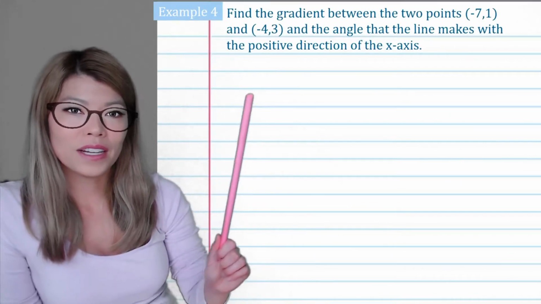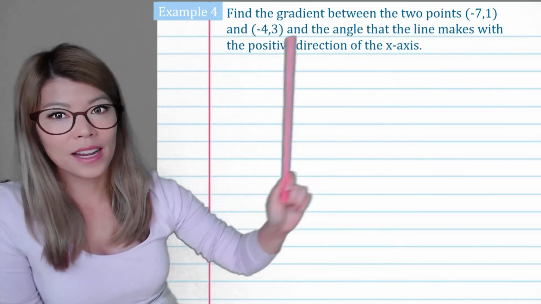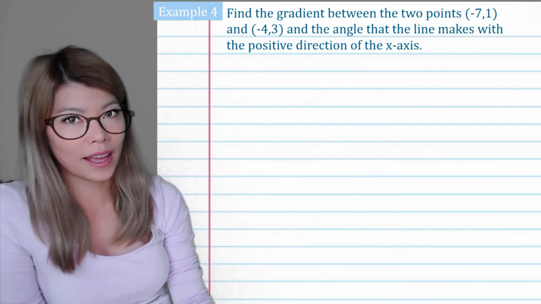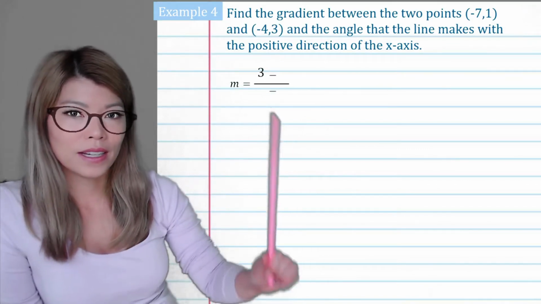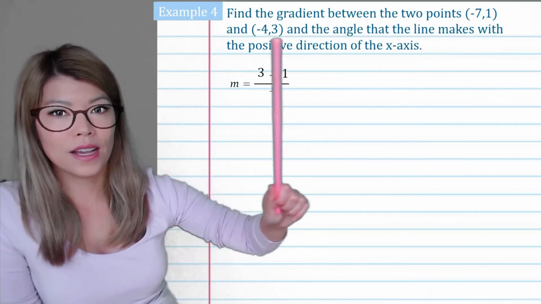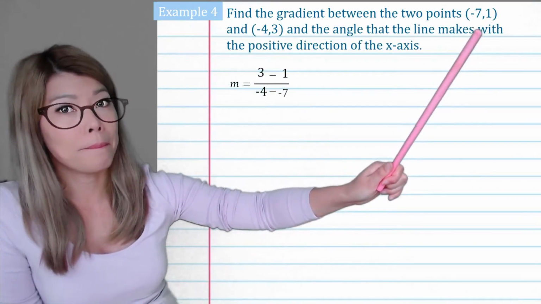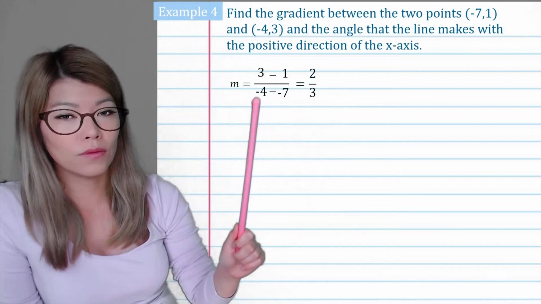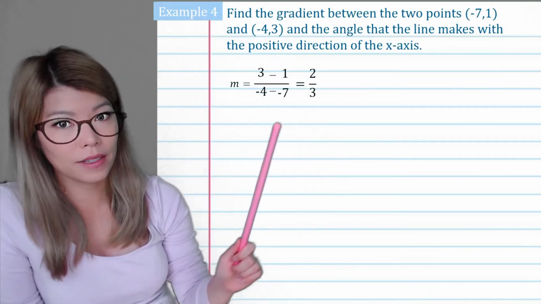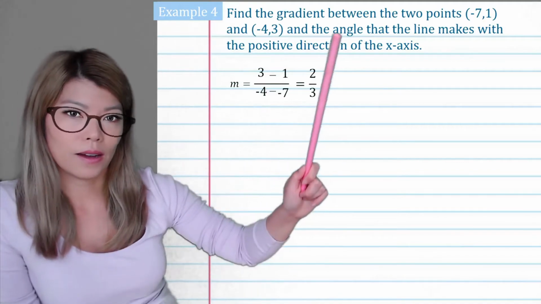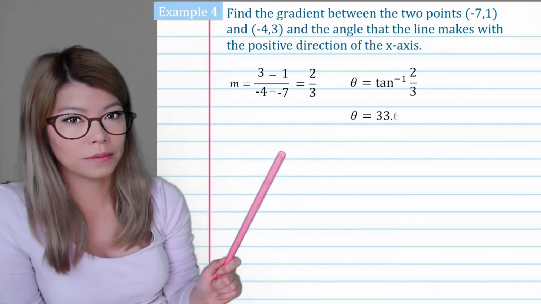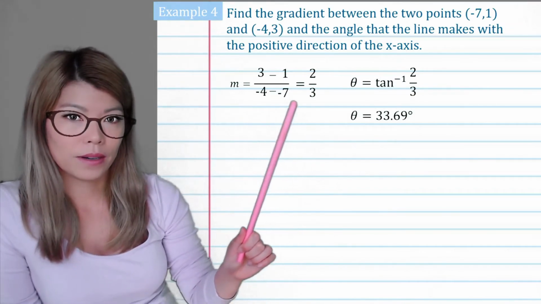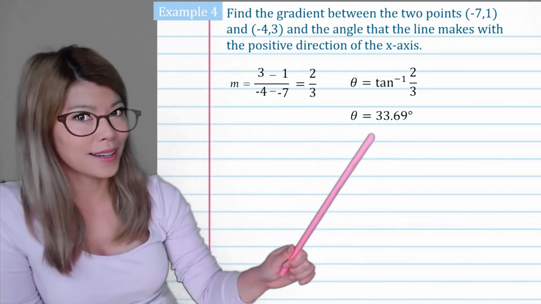Example 4. Find the gradient between the 2 points (-1, 7) and (-4, 3), and the angle that the line makes with the positive direction of the x-axis. So let's find the gradient. So 3 minus 7 over minus 4 minus minus 1. Be very careful with your negatives. 3 minus 1 is 2 over minus 4 minus minus 7, which is plus 7, is 3. So there's our gradient. Now we have to find the angle, so tan inverse that, and we get 33.69 degrees. And because it's a positive gradient, we are done.